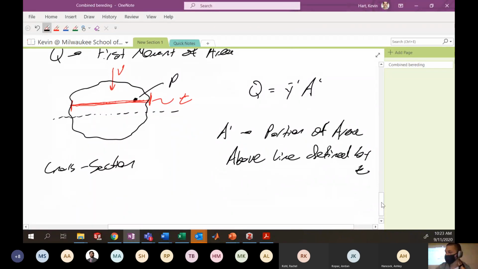So in this particular example, we've drawn this red line which defines a line parallel to the neutral axis at our point of interest. We can now separate that cross-section into two areas based on that line, the area above and the area below. The area that is the lesser of the two will be the area of interest here. So this area here is your area A prime. Y bar prime is the distance from the centroid of that area A prime to the location of the neutral axis.